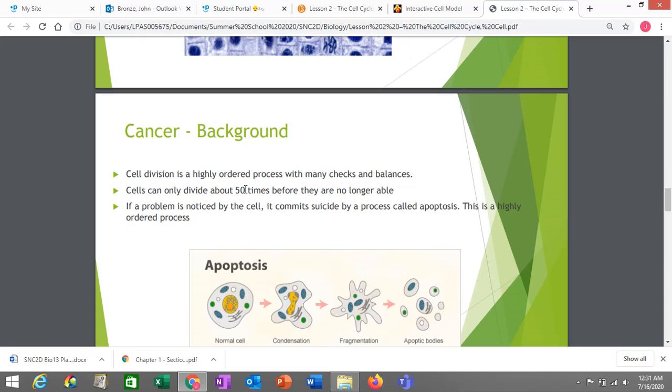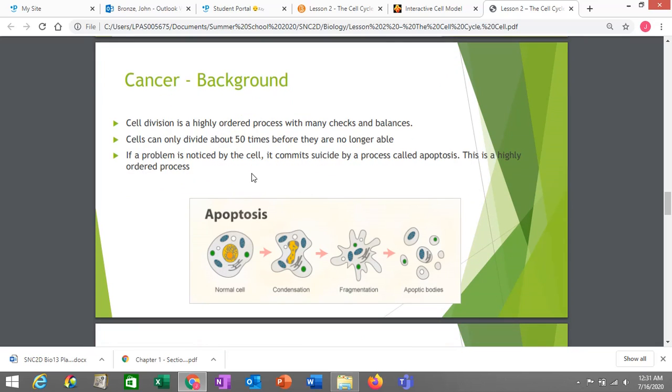If you want to look up telomeres or the Hayflick limit, you could find out more about this, but I'm not going to test you on that. So anyways, cell division is highly ordered, and cells are only able to divide about 50 times.